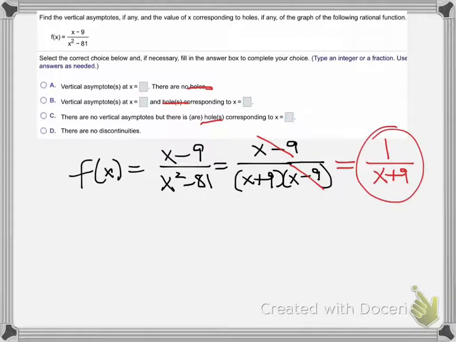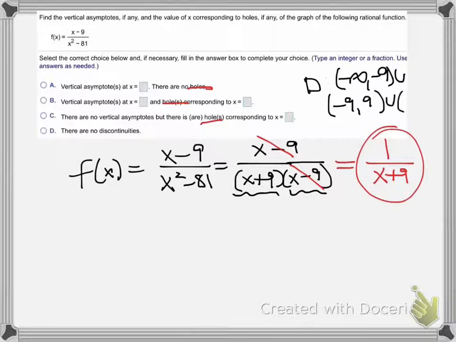Okay? So here's the deal, and this is where it gets a little bit weird. The domain still takes into account both of these restrictive values. So the domain for the function would still go from negative infinity to negative 9, then from negative 9 to 9, and 9 to infinity. So in terms of the domain, it's still just that x can't equal 9 or negative 9.